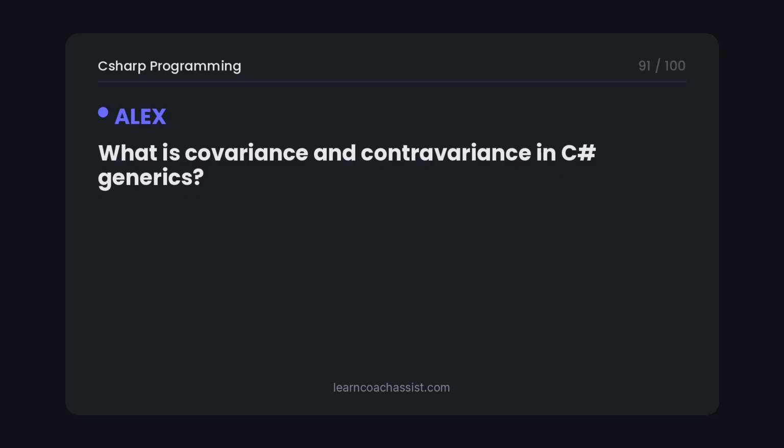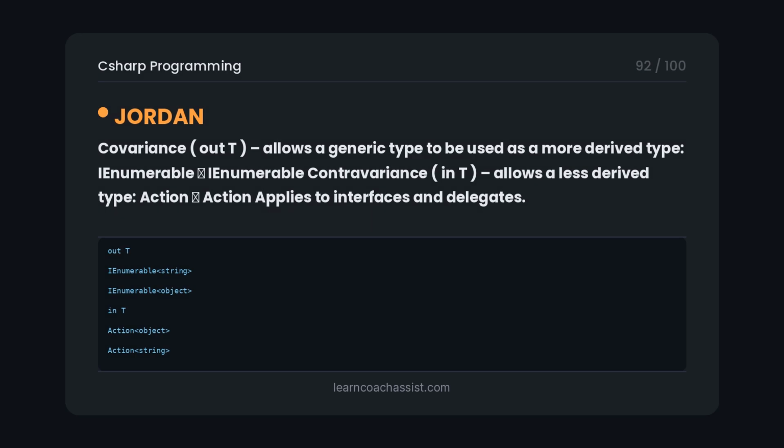What is covariance and contravariance in C# generics? Covariance, out T, allows a generic type to be used as a more derived type, e.g., IEnumerable. Contravariance, in T, allows a less derived type, e.g., Action. This applies to interfaces and delegates.